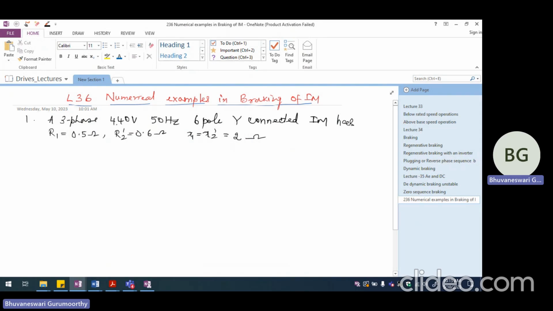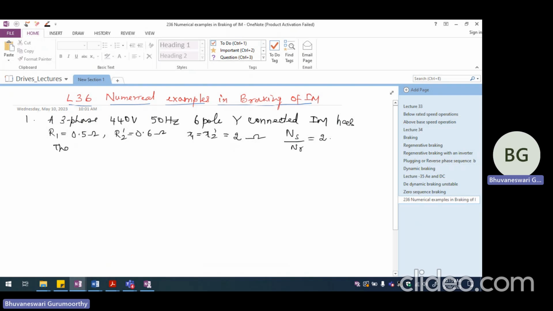It's a three-phase 440 volts, 50 hertz, 6-pole Y-connected induction motor. It has R1 equal to 0.5 ohm, R2 dash, that is the rotor resistance referred to the stator side, that is 0.6 ohms. X1 and X2 are 2 ohms each. And it is a wound rotor induction motor. So NS, that is number of turns in the stator to number of turns in the rotor, the turns ratio is 2. And it is going through regenerative operation.